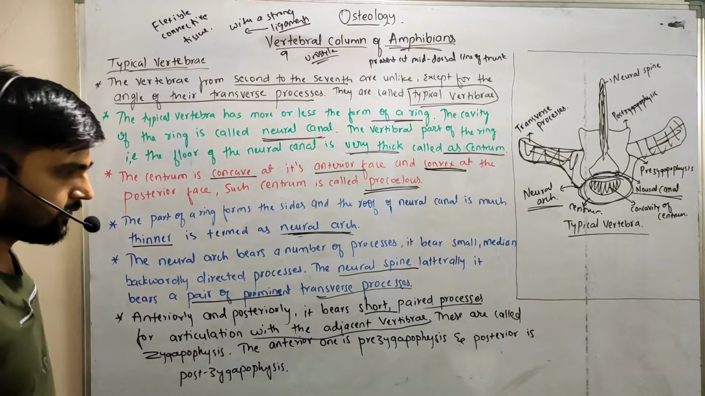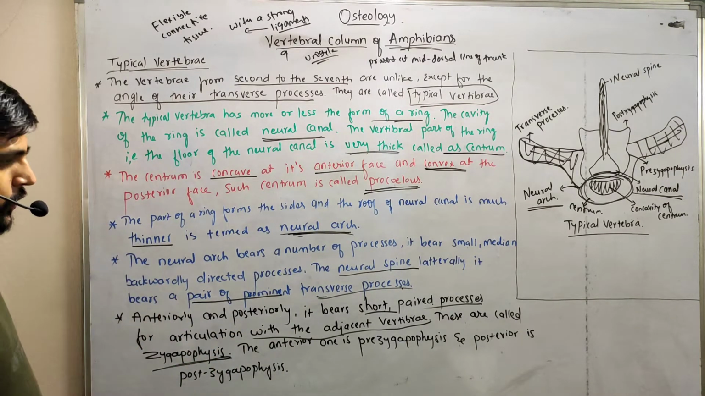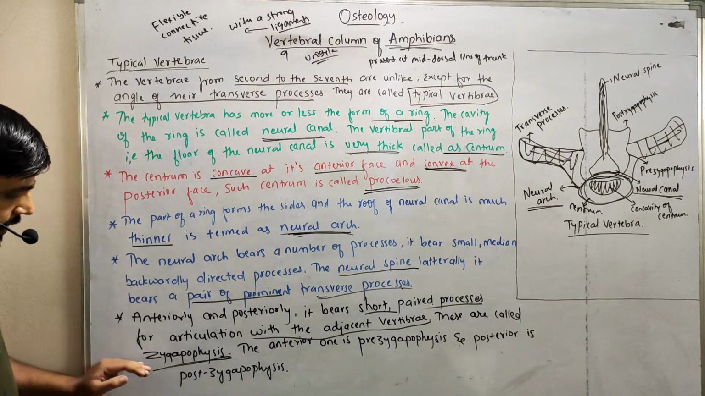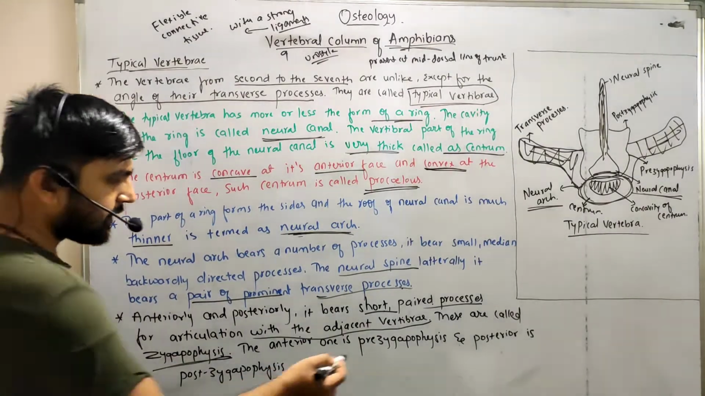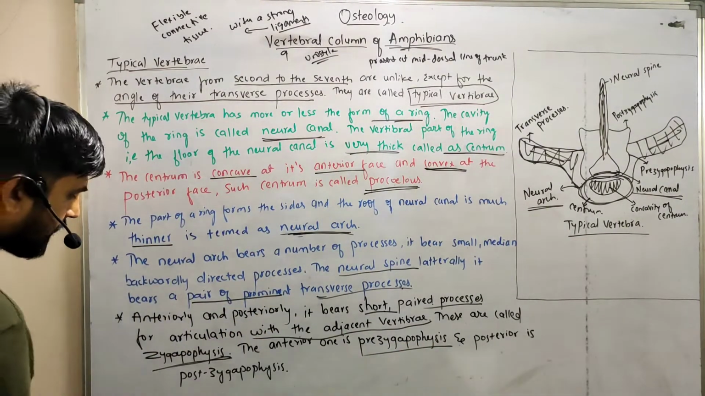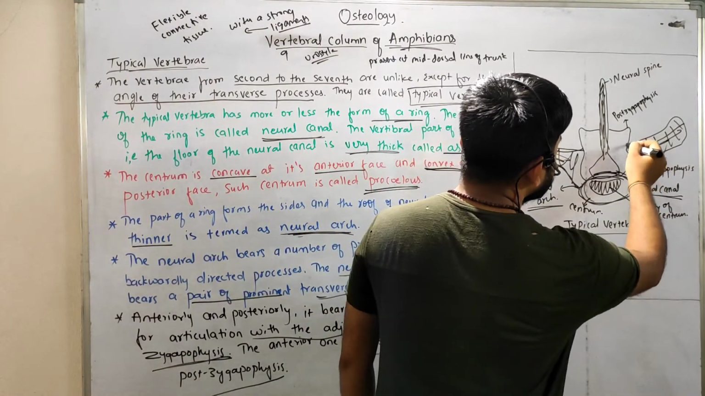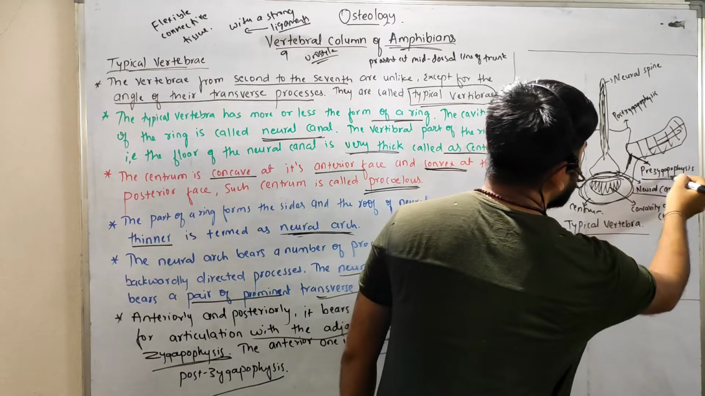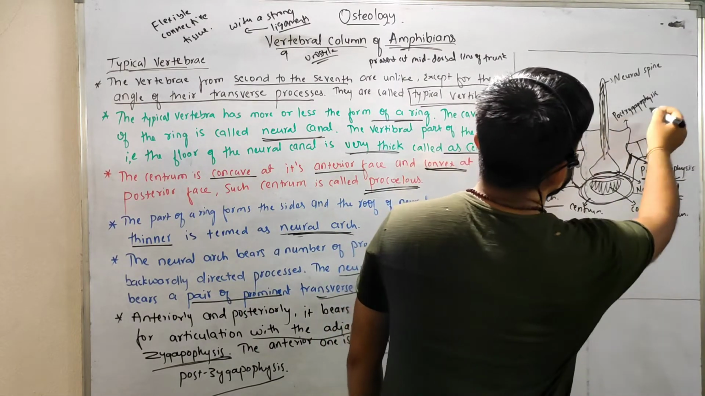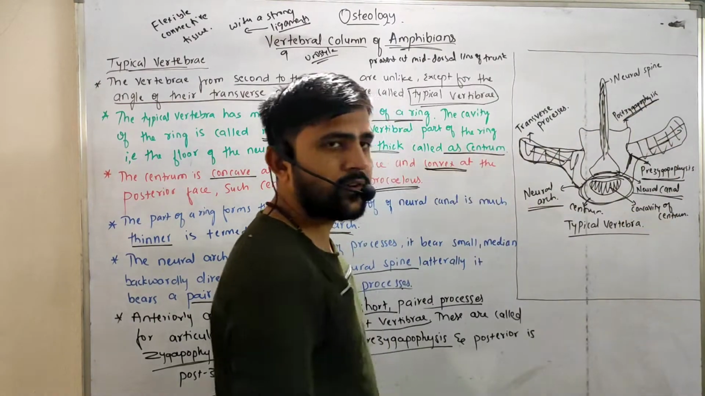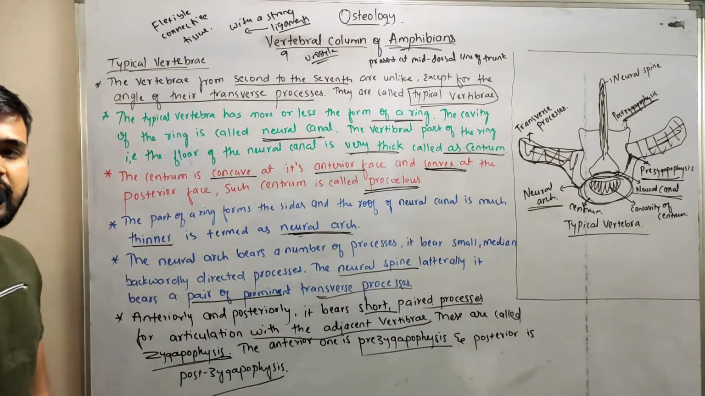with the adjacent vertebra. These paired processes are called zygapophyses. The anterior one is called pre-zygapophysis and the posterior one is called post-zygapophysis. Here, at this region, they have the pre-zygapophysis, and at this region they have the post-zygapophysis, and these processes help in articulation with the other vertebrae.